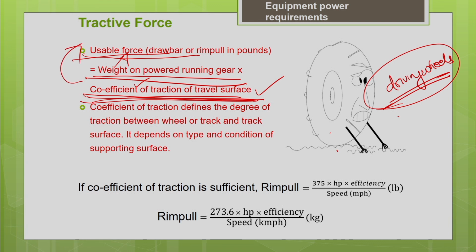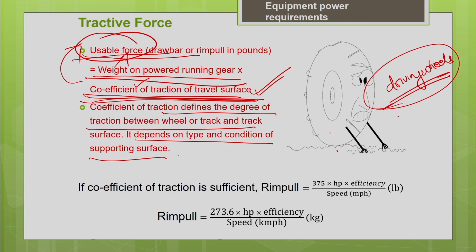So usable force is nothing but the weight on the powered running gear multiplied by the coefficient of traction of the travel surface. The greater the coefficient of traction of a travel surface, obviously the greater the usable force generated. The coefficient of traction defines the degree of traction between your wheel or the track and the surface. It is going to depend upon the type and the condition of the supporting surface, how you maintain your surface. All these things are going to affect your coefficient of traction. Say, assume your coefficient of traction is sufficient.